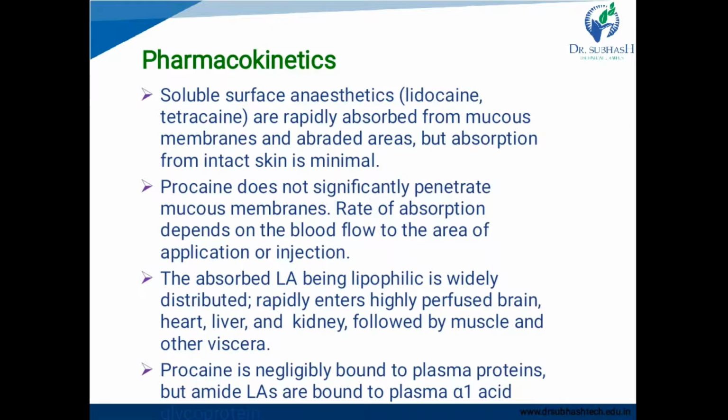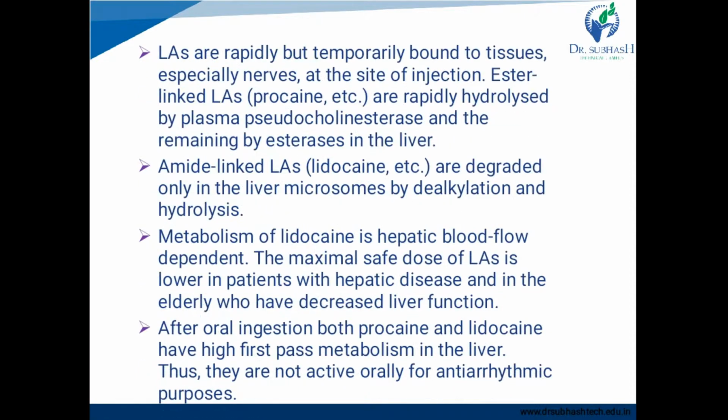The absorbed local anesthetic, being lipophilic, is widely distributed, rapidly enters highly perfused brain, heart, liver and kidney, followed by muscle and other viscera. Procaine is negligibly bound to plasma proteins, but amide local anesthetics are bound to plasma alpha-1 acid glycoprotein. Local anesthetics are rapidly but temporarily bound to tissues, especially nerves at the site of injection. Ester-linked local anesthetic agents are rapidly hydrolyzed by plasma pseudocholinesterase and the remaining by esterases in the liver.